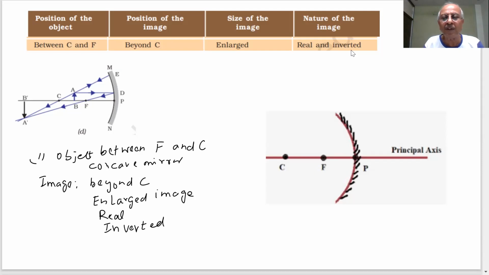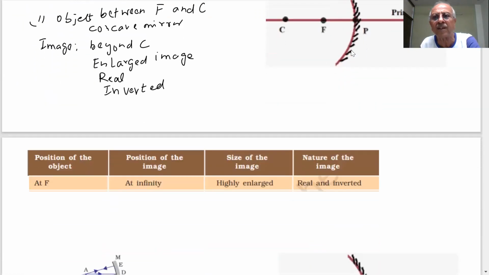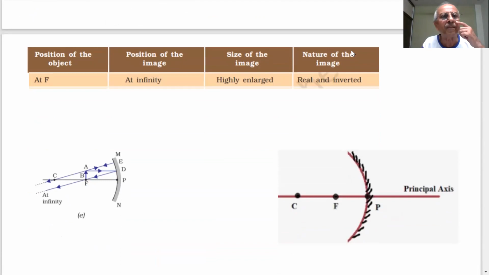All right. So this knowledge is very important for us. And we are going to tell you what type of images will be formed in a convex mirror in a short period of time. All right. So with this we already know: beyond C, enlarged, real, and inverted. What else did we discuss in the previous class, students? If an object is at focus, what will happen?